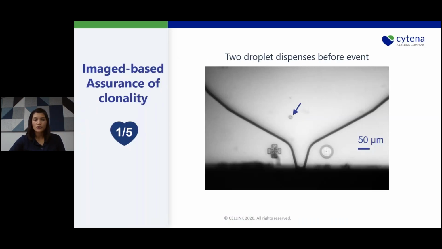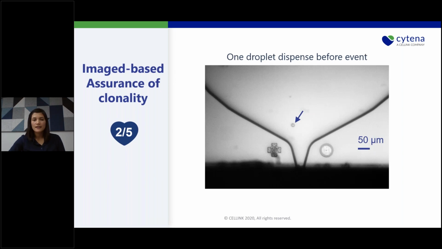The first image, which would be taken before the single cell dispensing event, is this one. The cell is quite near to the nozzle, but it hasn't entered the region of interest yet. So this is 2 droplet dispensers before the actual single cell dispensing event. Then the second picture is 1 droplet dispensed before the event.